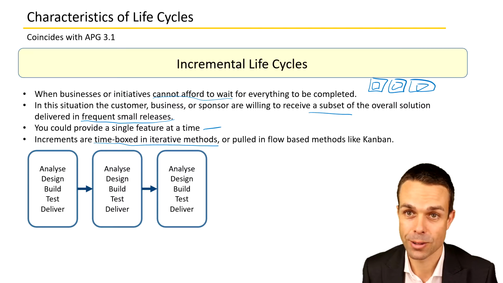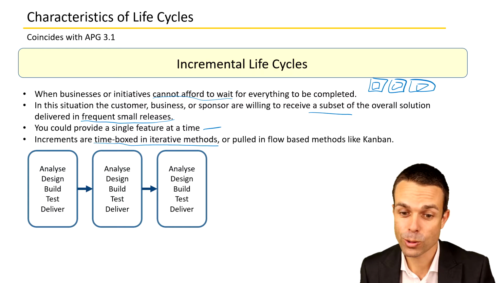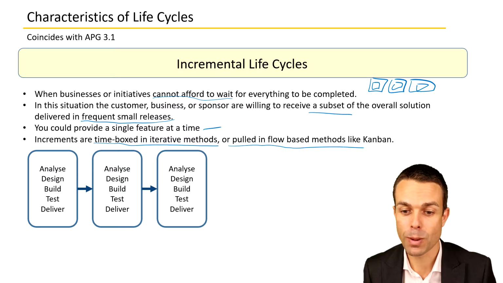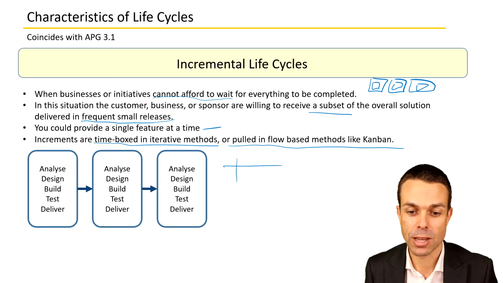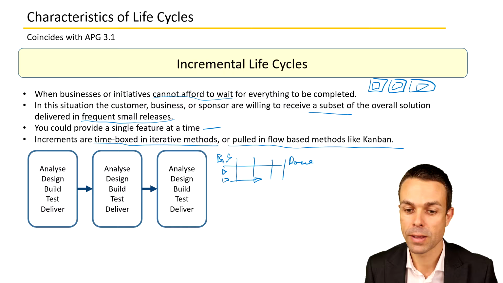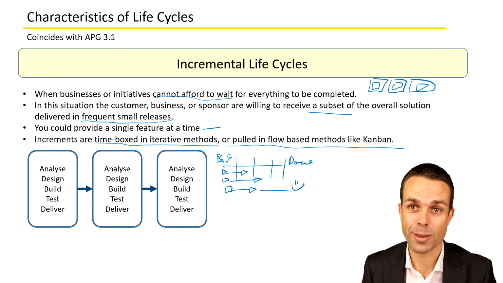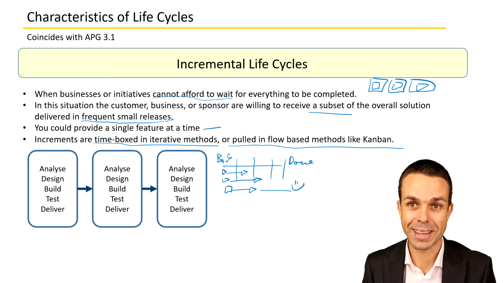So usually they're delivered on a frequent basis, or they can also be pulled in a flow-based method like Kanban. For example, if you've got your Kanban board where we've got the backlog of work on the left and our cards, and the cards move across that Kanban board all the way to done, then the team pulls those cards as they have capacity to do so and work on them all the way until they are complete. So that's the other method that you can use when you're delivering increments.